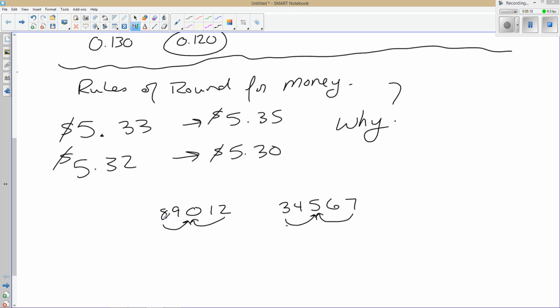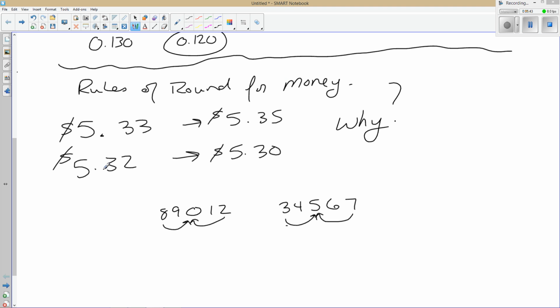So if you happen to be stuck paying 33 cents, you're going to get rounded up to 35 cents if you pay cash. If you're paying 32 cents, you're going to round down to 30 cents. If you're going to be paying 38 or 39 cents, they're going to round you up to $5.40. If you're paying, say, 37 cents, they're going to round you down to paying 35. These are the things you're going to have to pay attention to in your life when it comes to money. We don't use the penny anymore if we're paying cash.